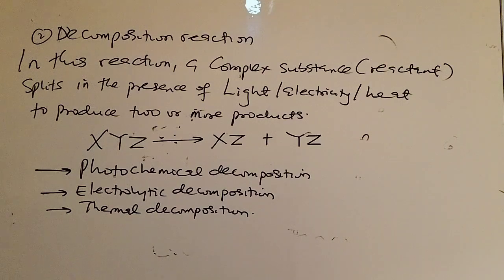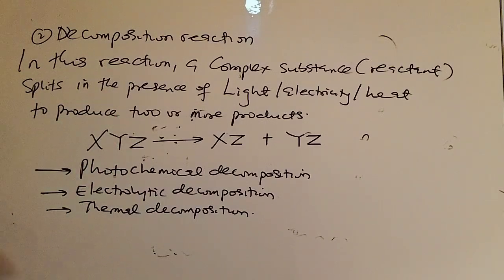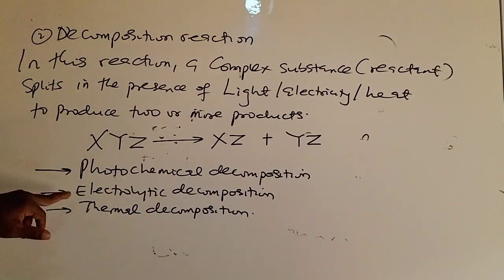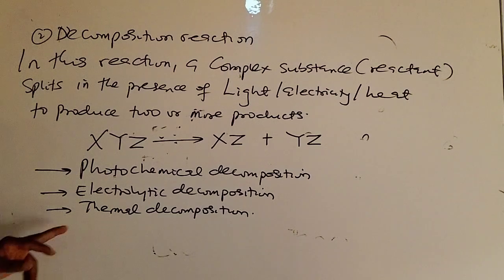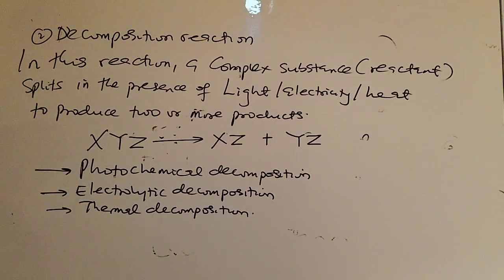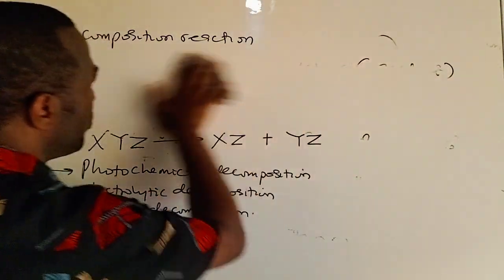So depending on what brought about the decomposition, the agent or the initiator that caused the substance to decompose: if it's light or UV rays, we call it photochemical decomposition. If it's electricity, we call it electrolytic decomposition. If it's heat, we call it thermal decomposition. So we're going to look at these three types of decomposition reaction one by one briefly. So let's go to photochemical decomposition.